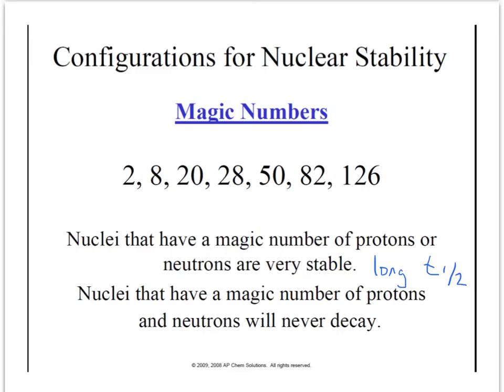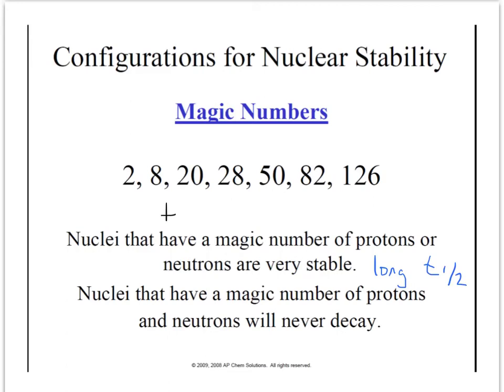And here's the really cool thing. If you have a magic number of both protons and neutrons, meaning magic numbers, those elements will never decay. Read my lips, never decay. They can't, because they're so stable, because they have magic numbers of protons and neutrons. That means the perfect ratio to where they just won't decay.